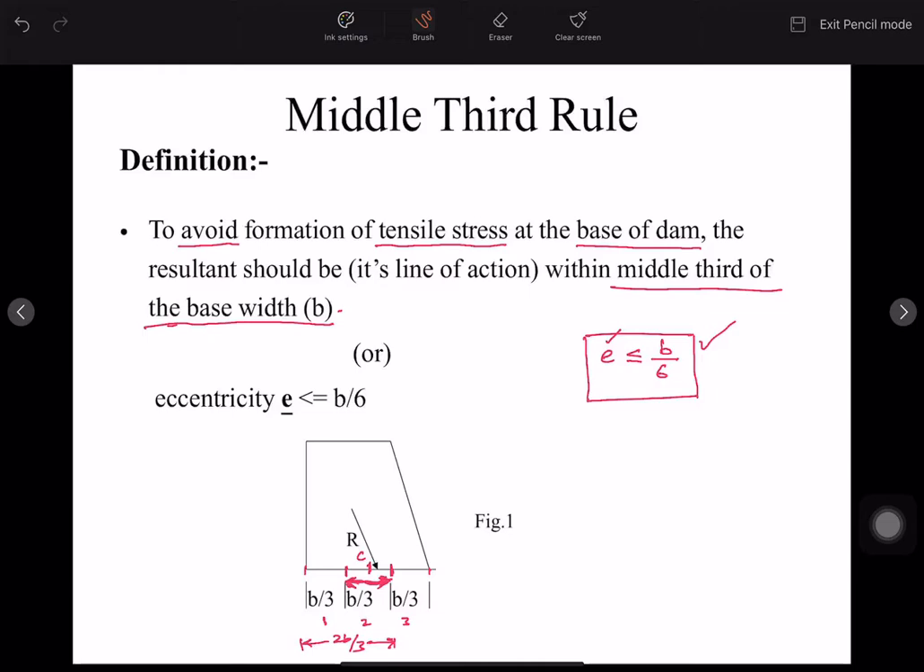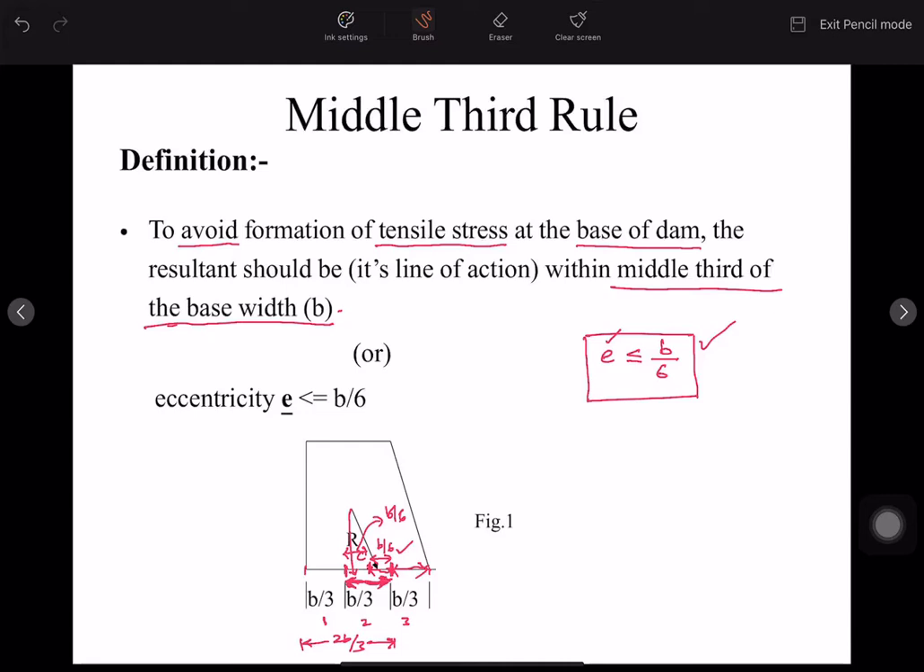So you may be getting a doubt, what if R passes through this area? I mean to say this is B by 6, right? This is B by 6 and this is another B by 6. So according to middle third rule, R should pass through this B by 6 value. And you may get a doubt of what if R passes through this side. In 99.9% cases, R won't pass through this. Either it will be crossing this position, I mean to say it may fall in this area. And if you design it properly, it will fall under this area.